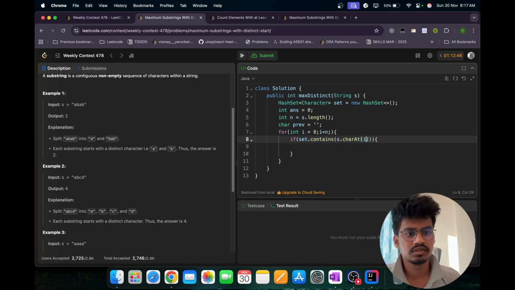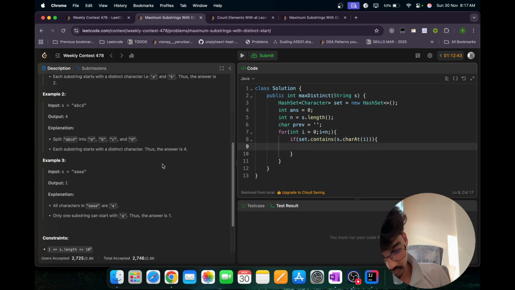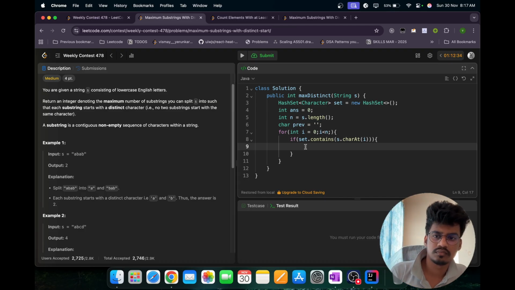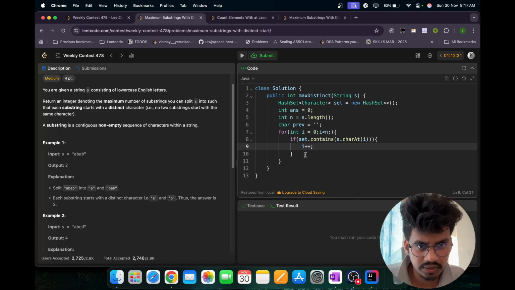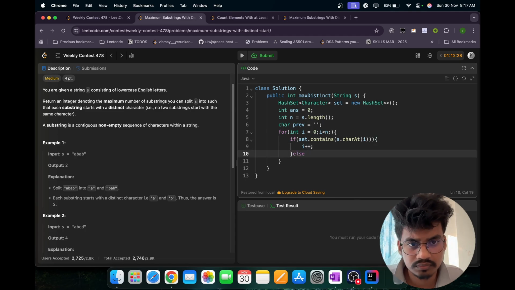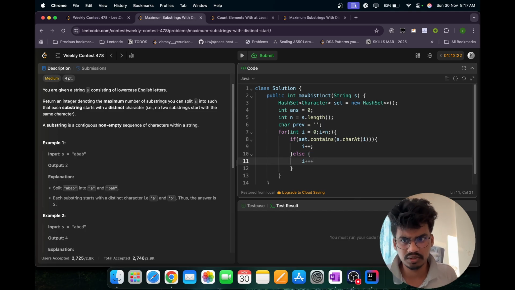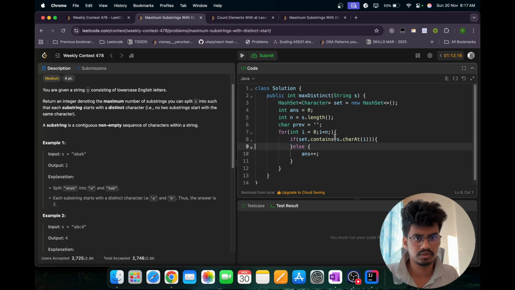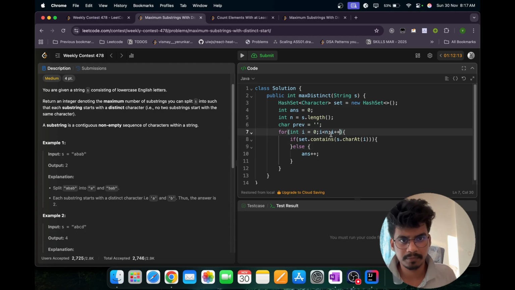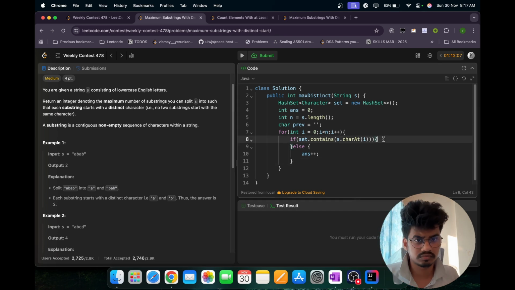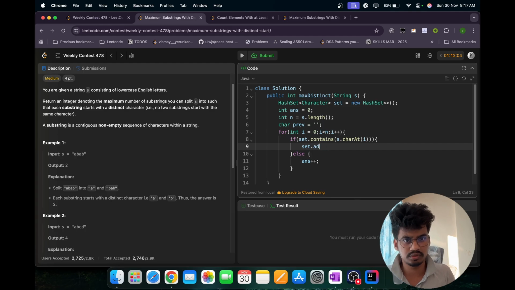So if set dot contains this character, then we will just simply do i plus plus, else what we'll do is i plus plus, but ans plus plus as well. So this is not present in the set, so set dot add s of i.